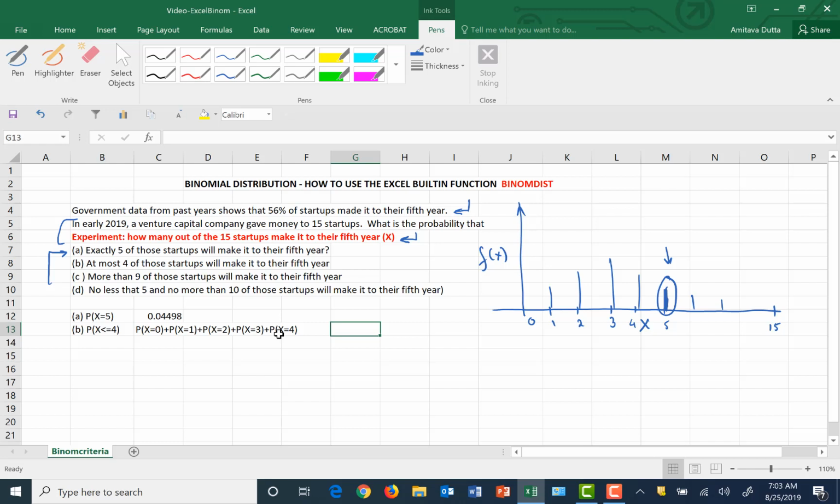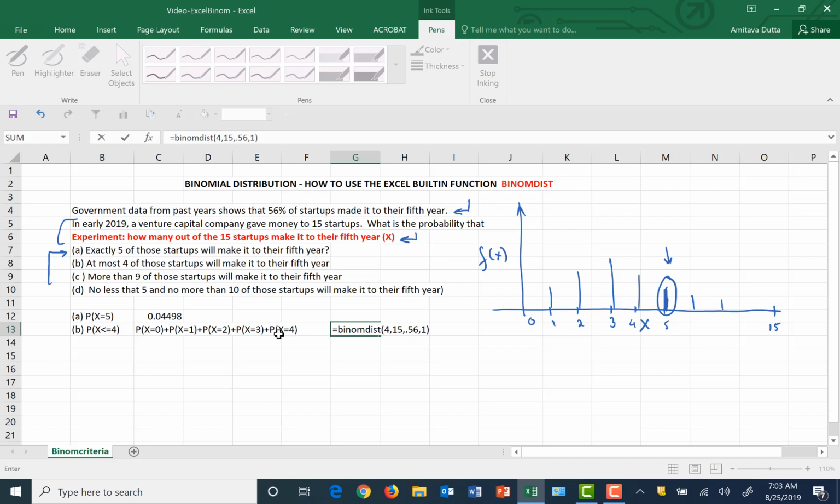So there is a shorthand way in which you use the last parameter here. So we'll do binom dist. We are still again looking for 4 successes out of the 15 trials. The likelihood of success on any one trial is still 0.56. But now, unlike in part A, this cumulative parameter is set to 1.